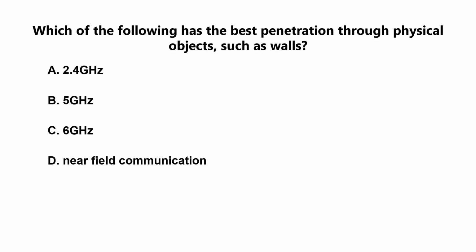Question 47. Which of the following has the best penetration through physical objects, such as walls? Option A, 2.4 GHz. Option B, 5 GHz. Option C, 6 GHz. Option D, near-field communication. The correct answer is option A, 2.4 GHz.